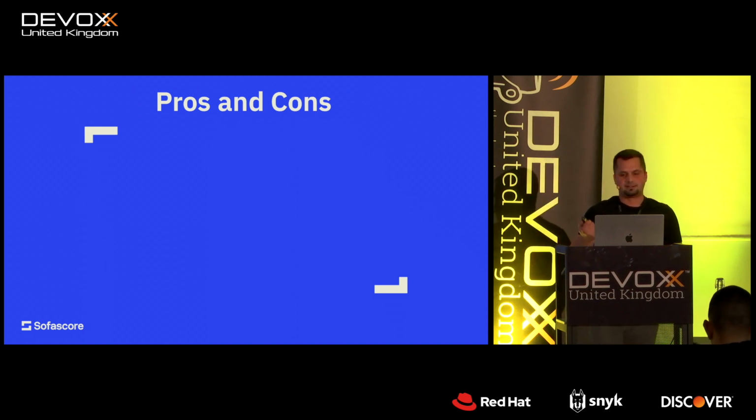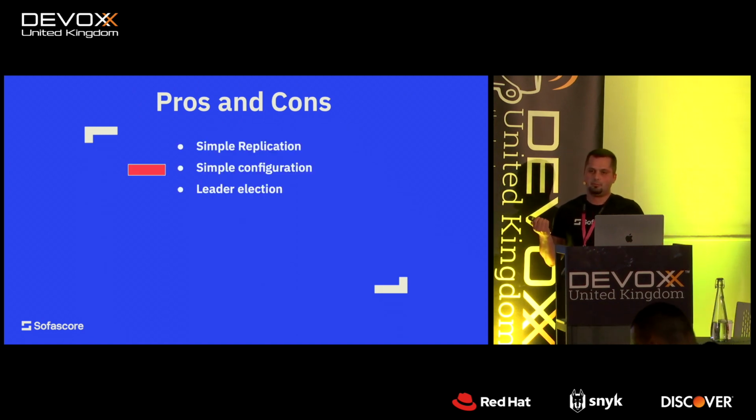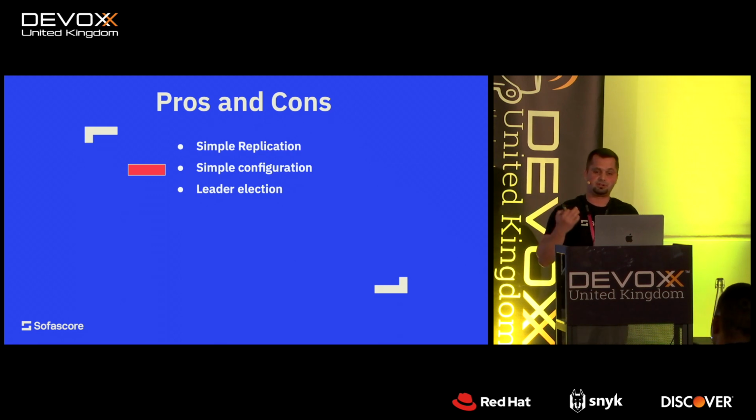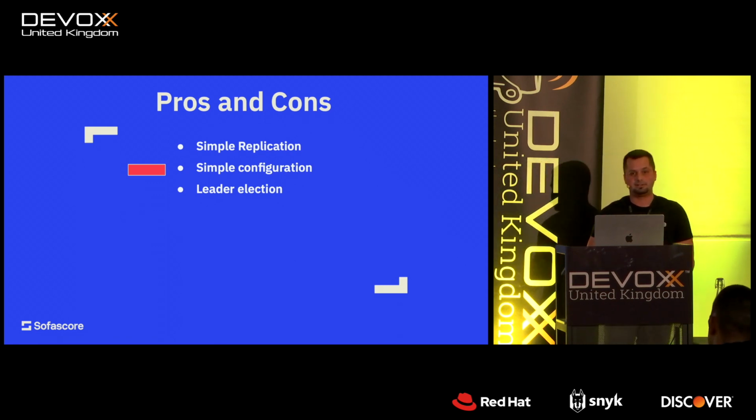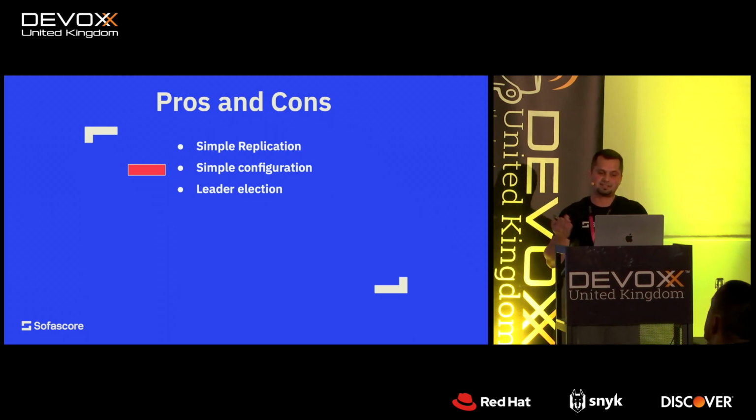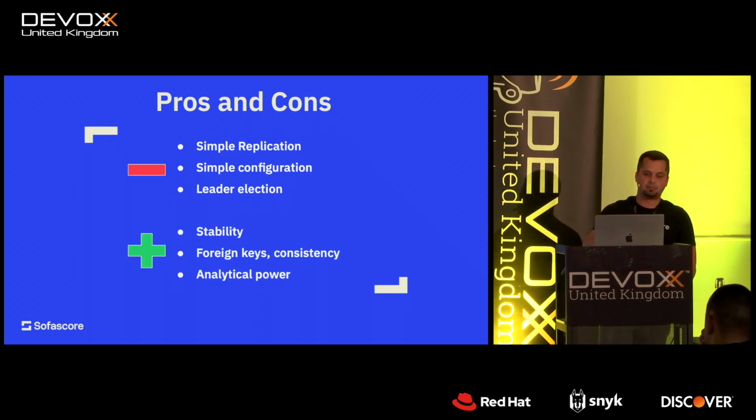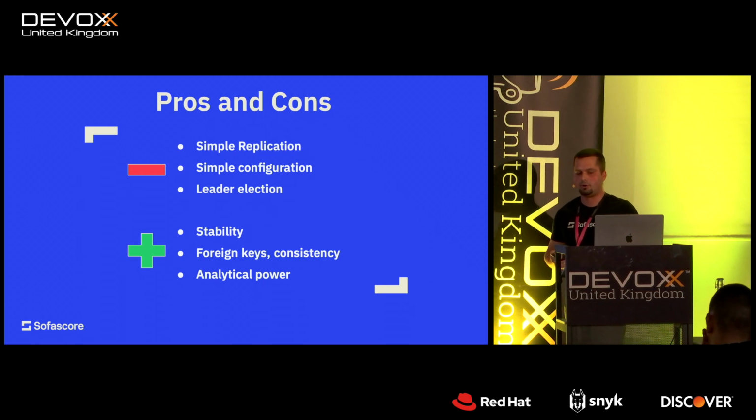And as far as the results, MongoDB has really simple replication. It has really simple configuration and leader election. In Postgres, you do not have that. It's much, much more difficult. So that's something we lost. But we gained stability, foreign keys, and analytical power.